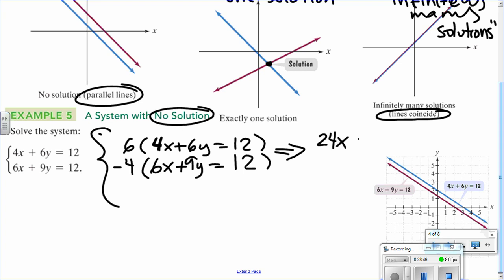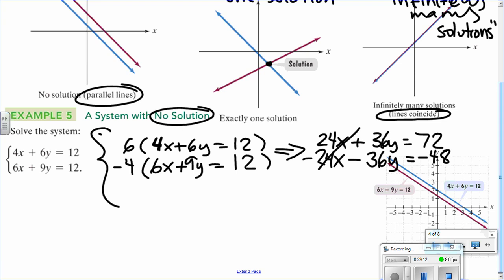24x plus 36y is equal to 72. Thanks. And then the second equation will be negative 24x minus 36y, and that will be equal to negative 48. So let's see what's going to happen here. The x's have opposite coefficients. The y's have opposite coefficients. And so we can see that we will have 0 on the left, but on the right, we're going to have a number. What is that number?